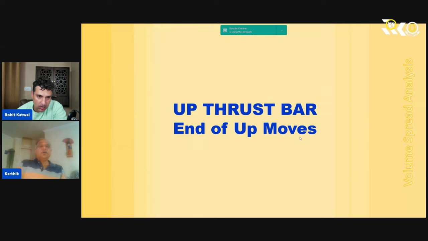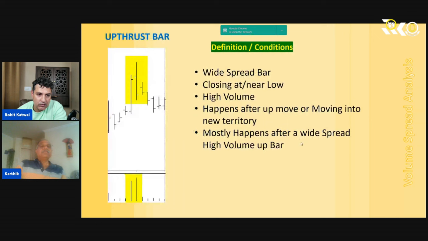Now, it's a widespread up bar, but closing near the low. Unlike the BC bar, which closes on the upside, this one closes at or near the lows. And the volume is high, though never ultra high. Normally it is high, like 1.5 times to a maximum of 3 times.